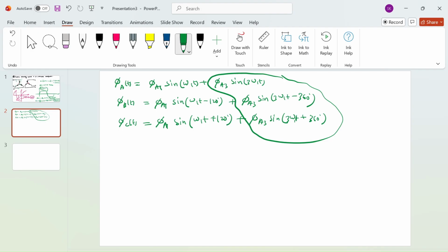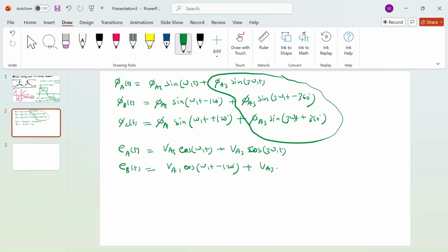Now let me also write down the induced voltage equation. The induced voltage will be the derivative of the sine, so it will be VA1 cos omega 1 t plus VA3 cos 3 omega 1 t. Similarly for the other phases, VB1 cos omega 1 t minus 120 degrees plus VA3 cos 3 omega 1 t.